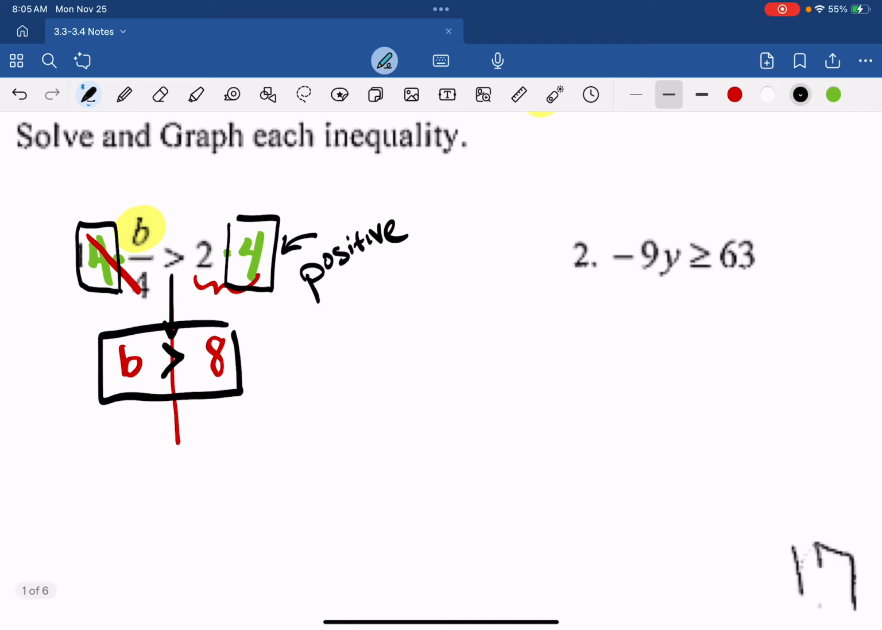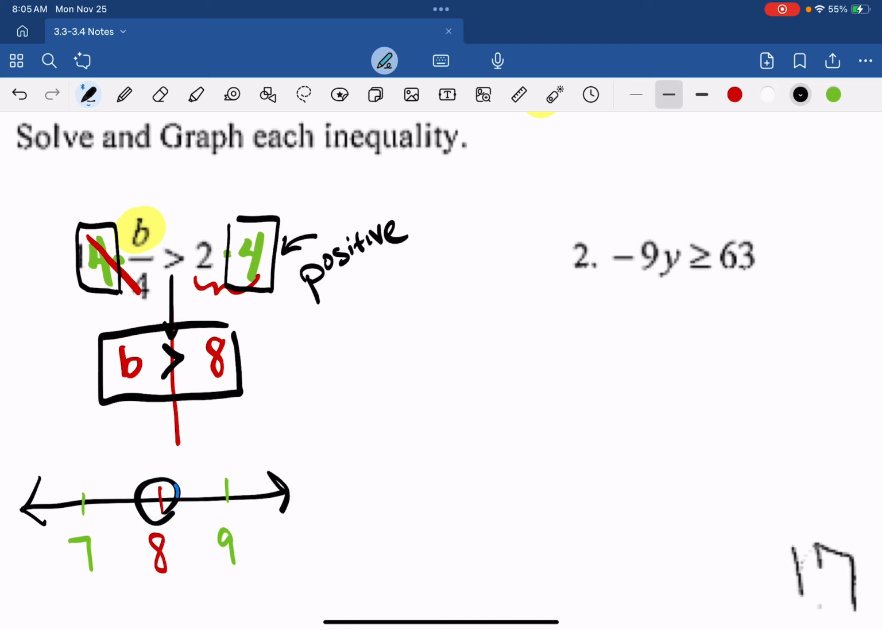Once we bring it down, we are ready to graph. So I'm going to draw my number line. I know that my 8 is my critical number, so it goes in the middle. I put one number on either side of it. And now I look at my symbol, and I need to figure out what kind of a circle I'm going to have and where I'm going to shade. I'm going to have an open circle, and I'm going to shade to the right because it's greater than. All right, let's do the next one.